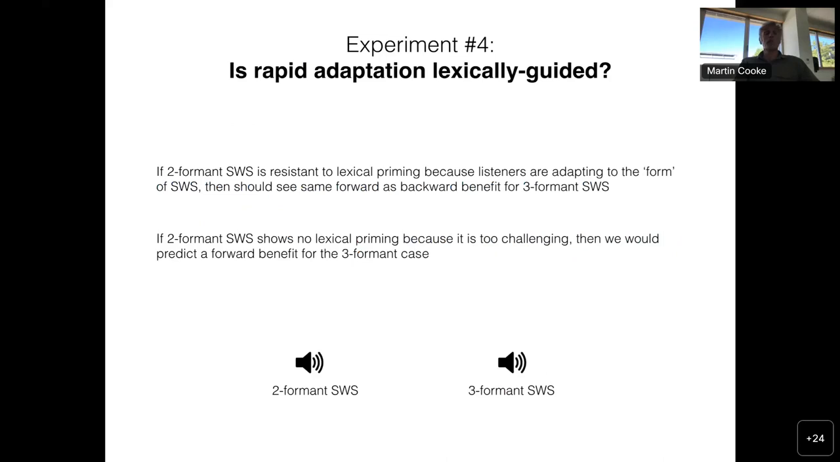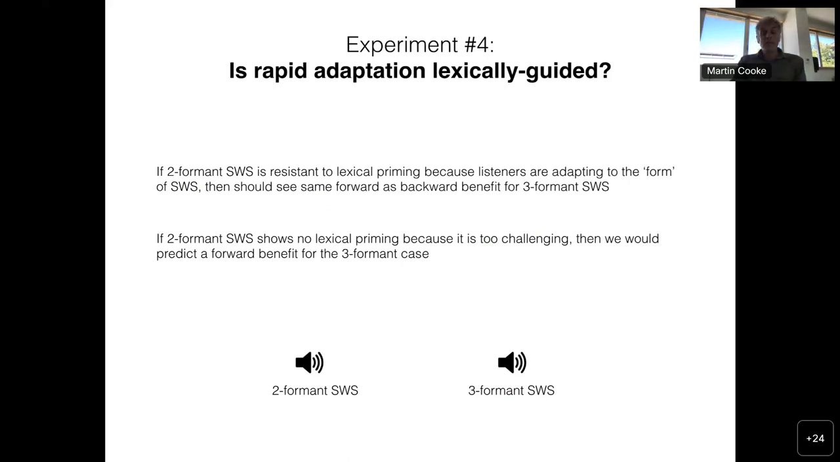And this is the final experiment I'm going to talk about. What we did was to note that we were using two formant sine wave speech, but we can make sine wave speech more intelligible by using three formant sine wave speech. It's actually quite a lot more intelligible. Now, if it's the form that listeners are using during rapid adaptation, then it shouldn't matter whether we're using two or three formant sine wave speech. But if listeners show no lexical priming because two formant sine wave speech is too challenging, then we would expect to see a forward benefit when we use three formant speech because that is less challenging. So which is it? What do we see?